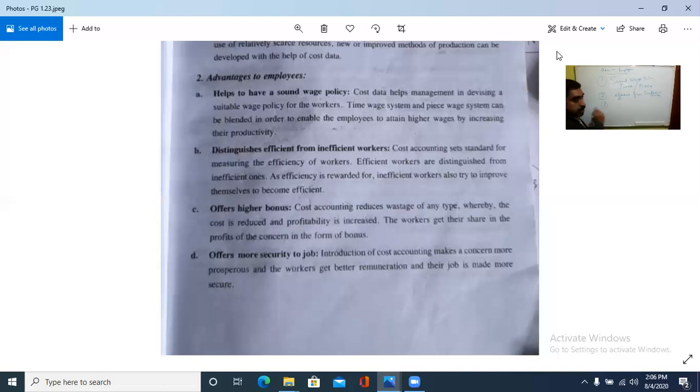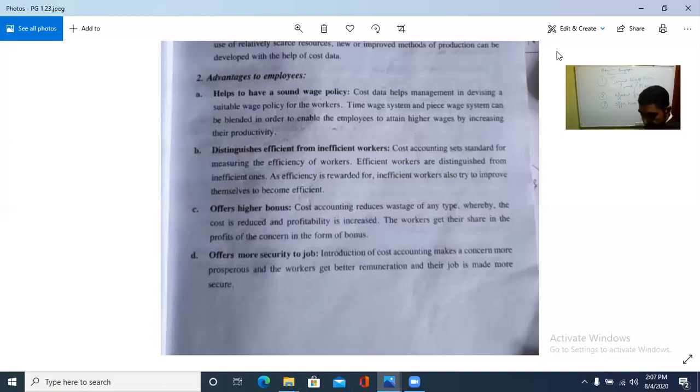Then third, offer high bonus. So cost accounting reduces the wastage of any type, whereby the cost is reduced and the profitability is increased. The workers get their share in the profits of the concern in the form of bonus. So offer high bonus, because efficient workers are getting motivated so that they need to work more. They will try again to get more of this. Thereby their working mentality will be changed. They are more efficient, and based on the efficiency of the workers, they will get motivated with a high incentive.